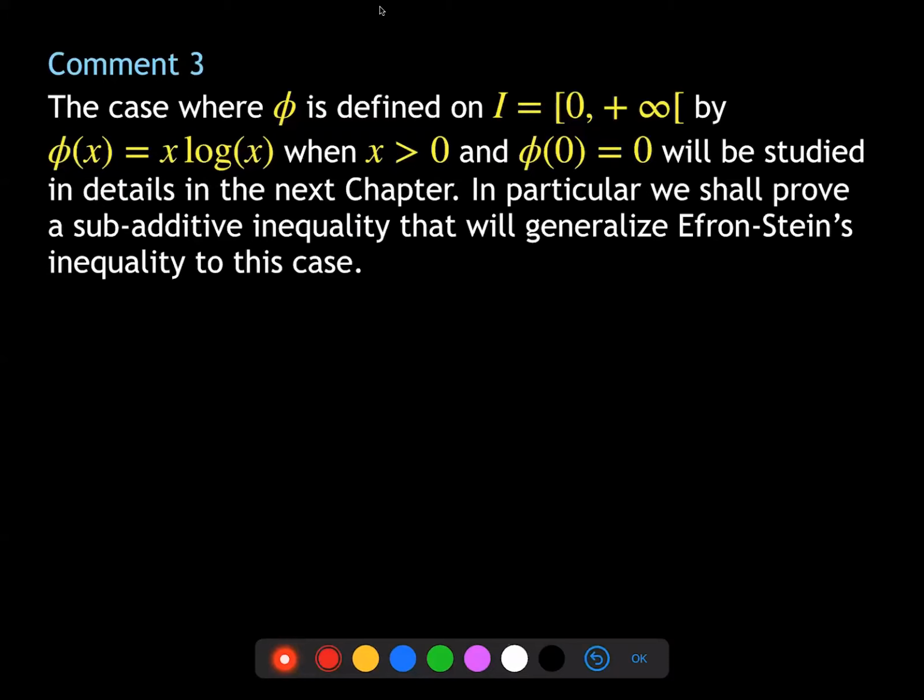And it is convex. And we shall prove a subadditive inequality that will generalize the F1 inequality in this case. This is exactly what we shall do in a moment after the coffee break. But before the coffee break, I would like to show you that it is possible to prove the F1 inequality just using the property of the variance seen as a functional on the class of square integrable variables.